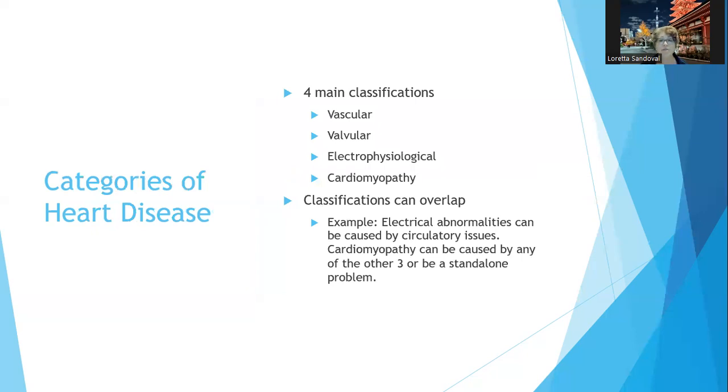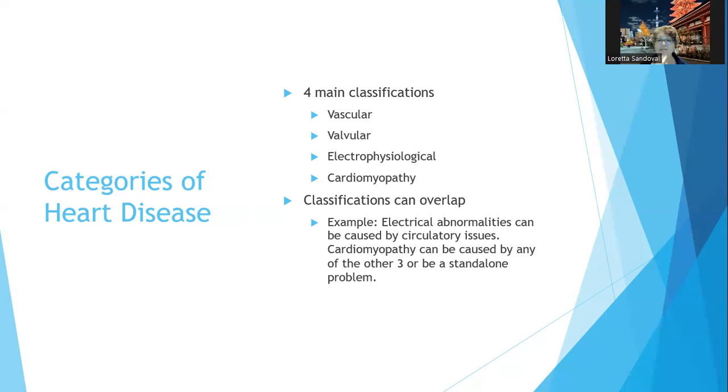But really, when we're starting to talk about categories of heart disease, there are sort of four main classifications. Vascular, so having to do with blood vessels. Valvular, having to do with the valves of the heart. Electrophysiological, so something wrong with the electrical system of the heart, or cardiomyopathy, where there's something wrong with the heart muscle. Heart failure falls into this range.